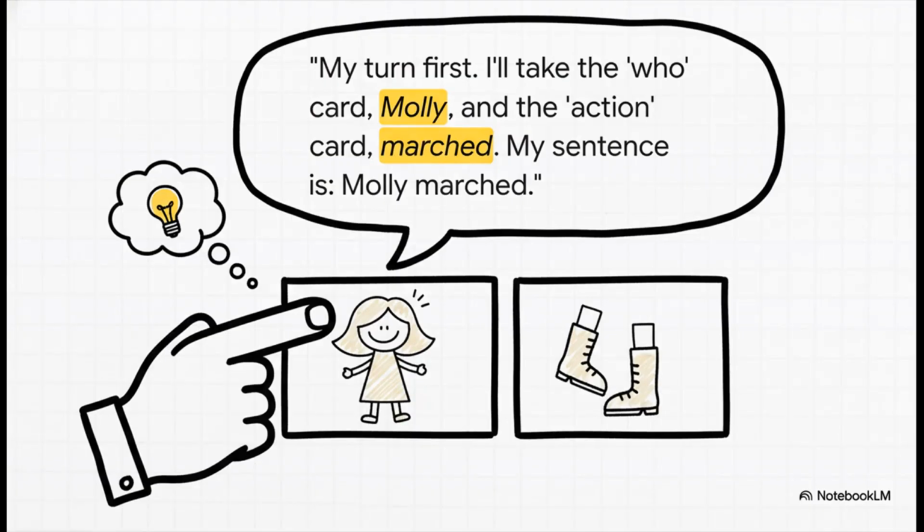So we always start with a clear I do, using a think aloud. You'd say something like, okay, watch me, my turn first. I need a subject, a who, so I'm going to pick the card that says Molly. Now I need a predicate, an action. I'll pick marched. My complete sentence is, Molly marched. See, you're making your thinking totally visible.